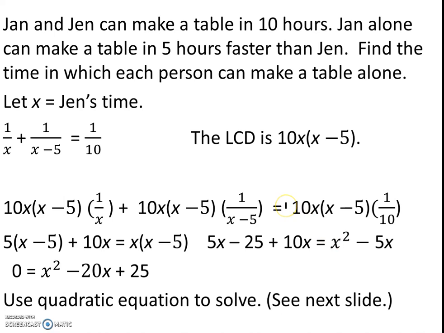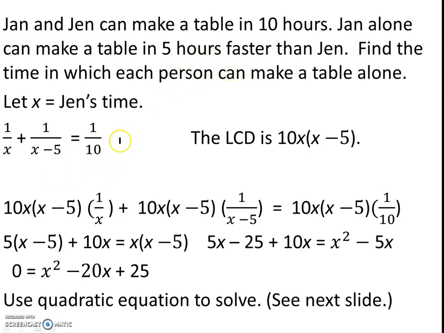We have a nice little word problem. Jan and Jen make a table in 10 hours. Jan alone can make a table in 5 hours faster than Jen. Find the time in which each person can make a table alone. Let x equal Jen's time. So we have 1 over x is how much Jen's doing, and then Jan does that amount of work, 1 over x minus 5, because she can make it 5 hours faster than Jen.